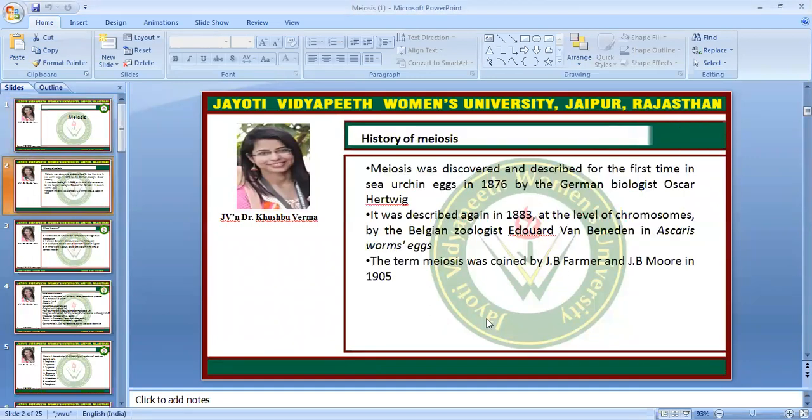First of all we will know about the history of meiosis. Meiosis was first discovered and described in sea urchin eggs in 1876 by the German botanist Oscar Hartwig. It was described again in 1883 at the level of chromosomes by the Belgian zoologist Edward van Beneden in Ascaris worm's egg. The term meiosis was coined by J.B. Farmer and J.E. Moore in 1905.